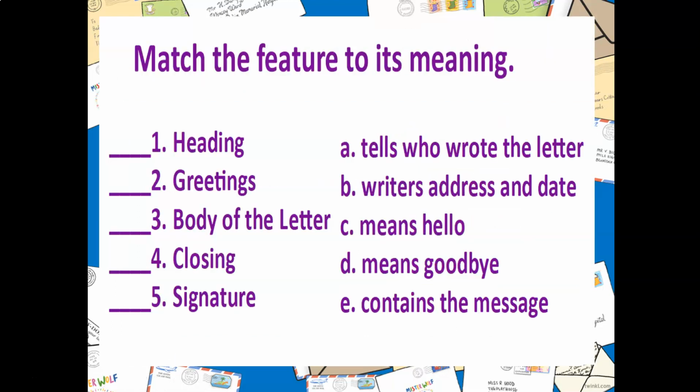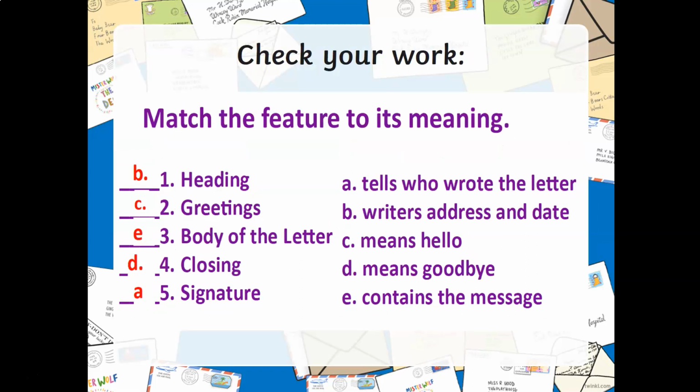Here's another activity. Match the feature to its meaning. We have heading, greetings, body of the letter, closing, signature. On the other side, letter A tells who wrote the letter. Letter B, writer's address and date. C means hello. D means goodbye. And E contains the message. Pause the video and do the activity.